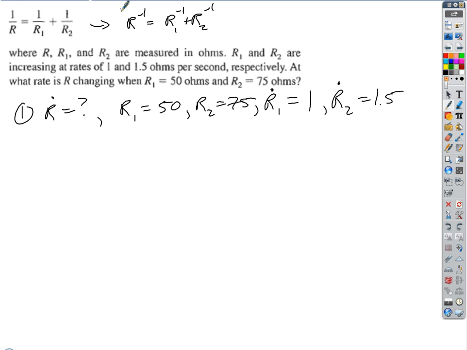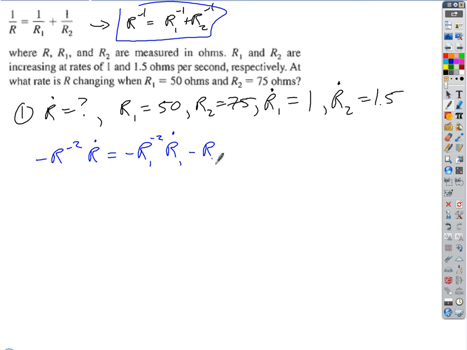Okay, so if we start here and we differentiate implicitly, what are we going to get on the left side? Negative R to the negative 2, times R dot, equals negative R1 to the negative 2, times R1 dot, plus or minus something.